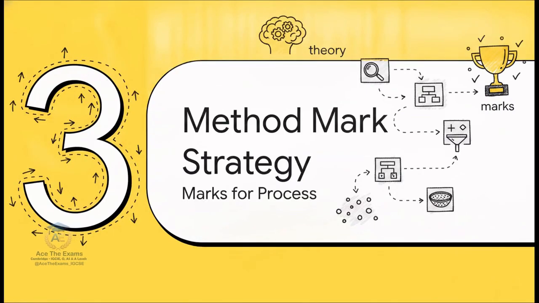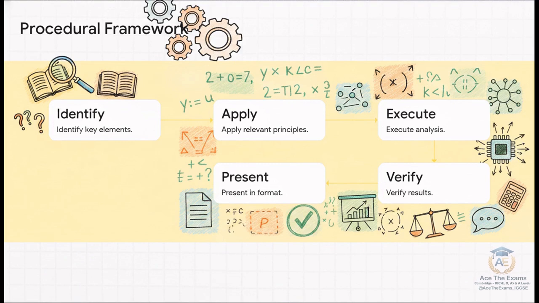Act 3, the method mark strategy. This is where we learn how to get marks for the process, not just the final destination. In Cambridge IT, especially when dealing with complex topics like sensor data processing, marks are heavily awarded for the actual process. If you just jump straight to the end conclusion in your head and write it down, you lose out massively. The syllabus actually outlines a standardized procedural framework. You need to follow these 5 steps to guarantee those vital method marks.